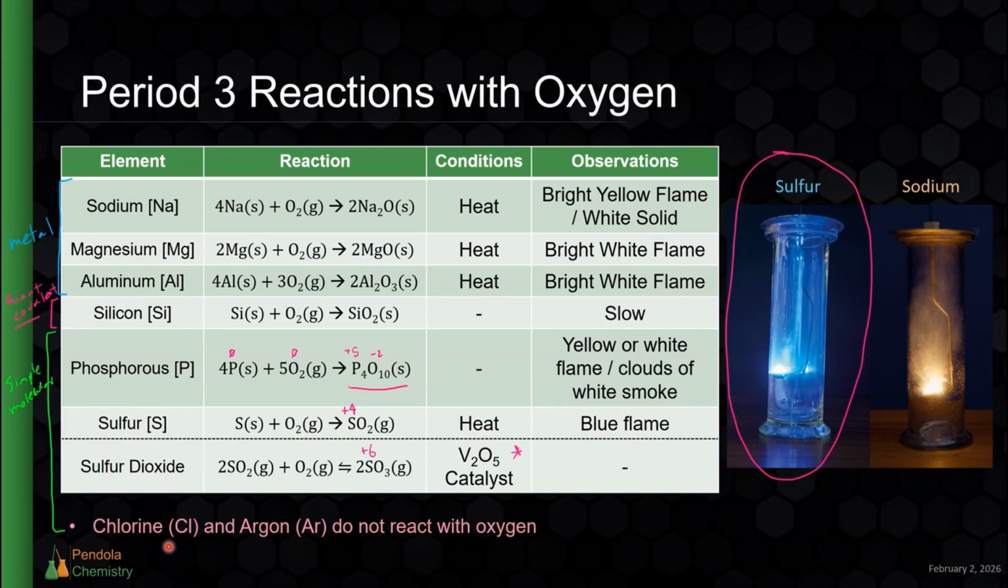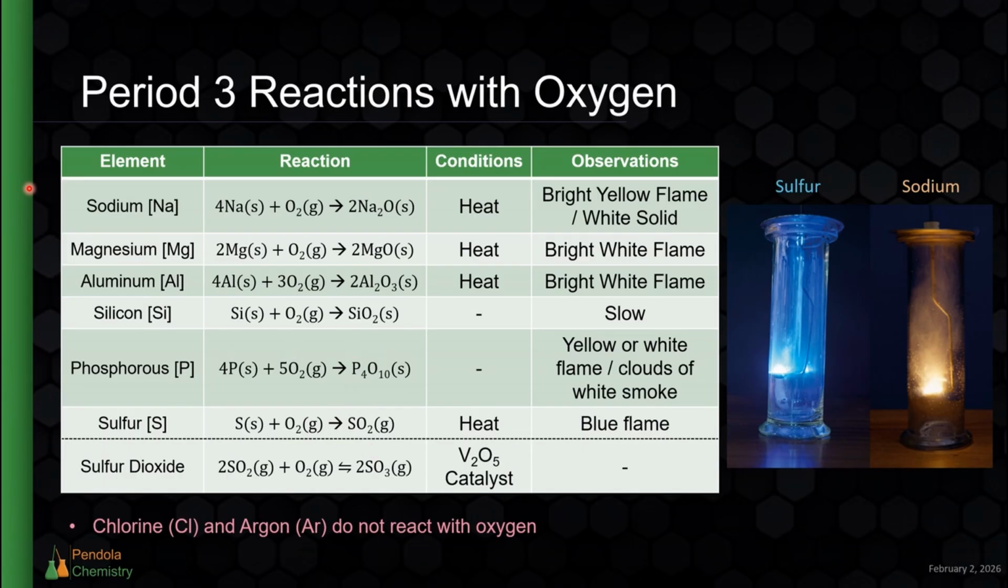Finally, I'm going to mention again that chlorine and argon do not react with oxygen. Obviously, argon is a noble gas, so argon doesn't really react with anything. Chlorine does not react with oxygen. That is not to say there are not oxides of chlorine. There are chlorine-oxygen compounds and polyatomic ions, but they're not made by just reacting chlorine with oxygen. They're made in other ways. So these are reactions of the elements with oxygen in period 3.